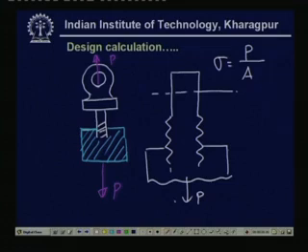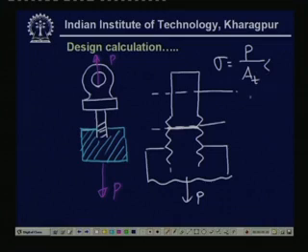Now what is the most vulnerable section? That is definitely the root area. There are a few areas specified when you look at the table. One is the root area, that is, the area corresponding to the minor diameter. Let me call it AT, which is the root area of the thread. This is the maximum stress developed, and this must be less than sigma allowable. We know sigma allowable is sigma ultimate divided by the factor of safety.